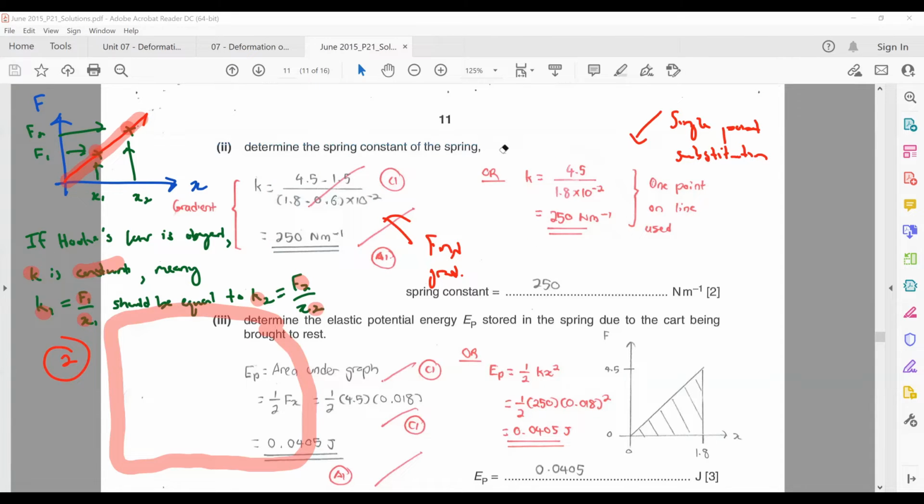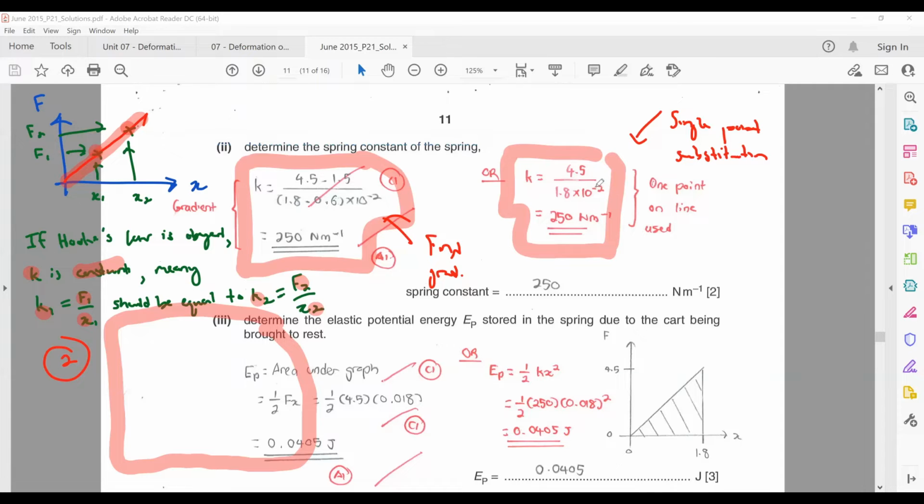So that's why I mentioned to you just now. Sometimes you may see me using gradient, but then when you check the marking scheme, they don't seem to be using gradient. They seem to be using just a single point substitution. If you know there is a straight line graph that passes through the origin, finding the gradient is the same as using single point substitution. So you will eventually find out the spring constant is just equal to 250 Newton per meter. Simple as that. Okay, so this part is okay.